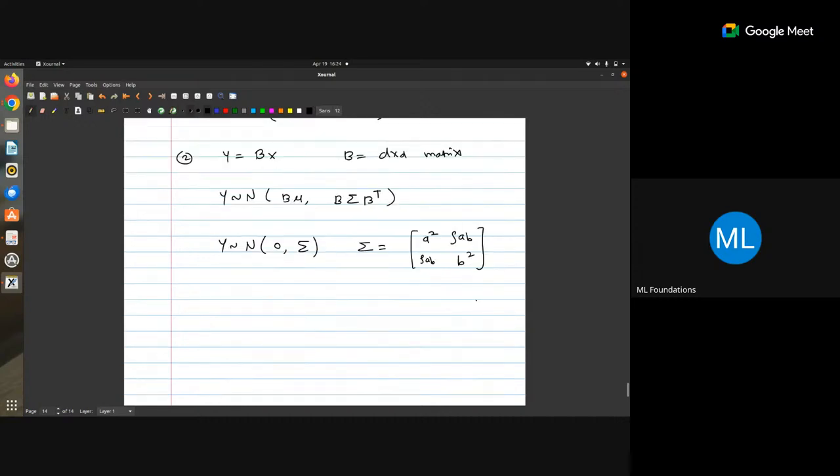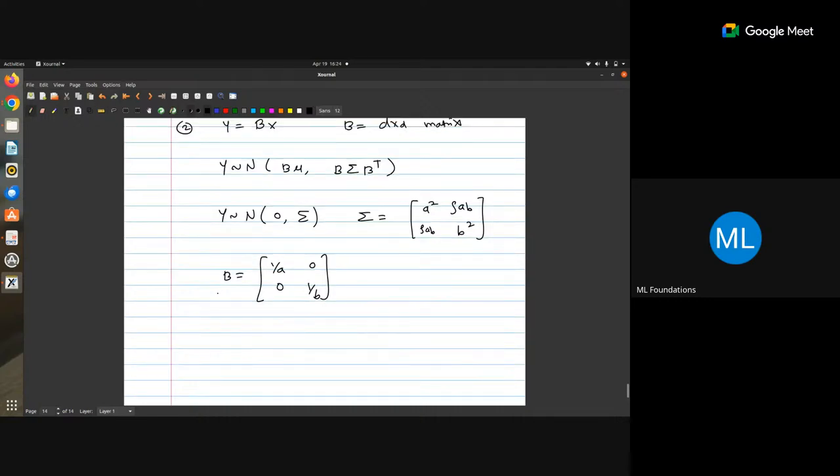I'm taking this example from the lecture itself. Suppose one diagonal matrix is given, 1 upon A, 0, 0 and 1 upon B. Instead of this B, it can be any other B. But if you have taken this, what will be the distribution of Y? The mean will be 0, 0, and it will be a vector, right? So basically, it's a vector.